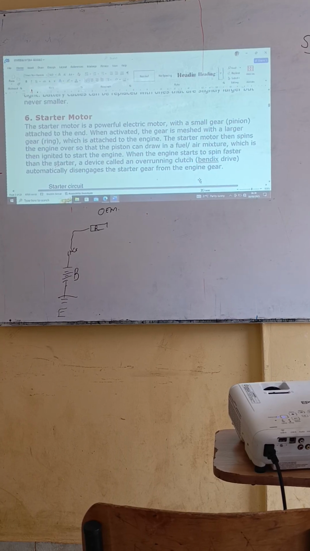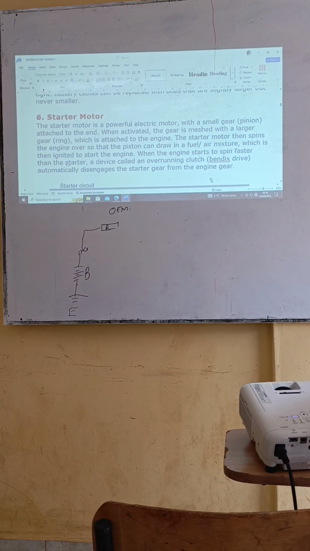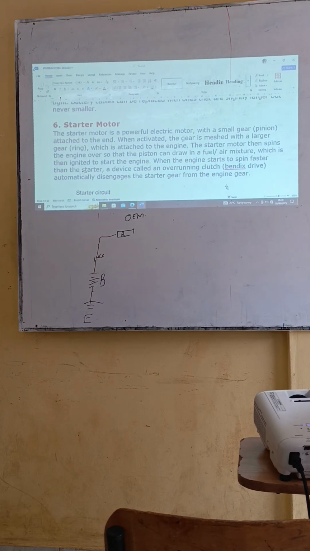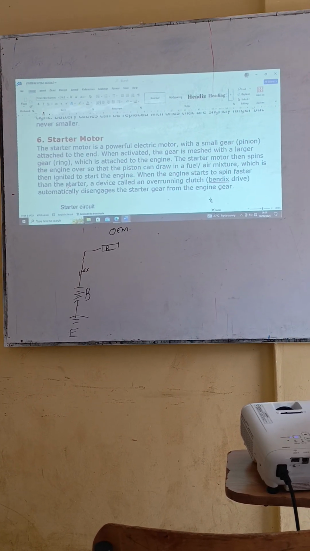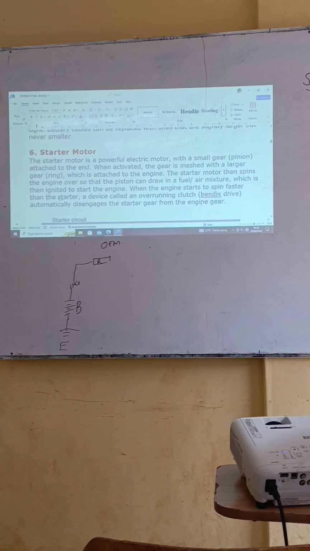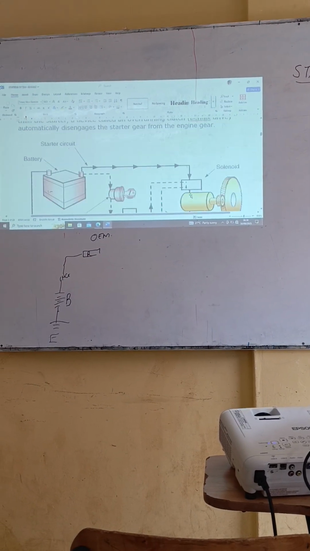When the engine starts to spin faster, the starter motor does the same. There's a device called an overrunning clutch, which automatically disengages the starter gear pinion from the flywheel ring gear.